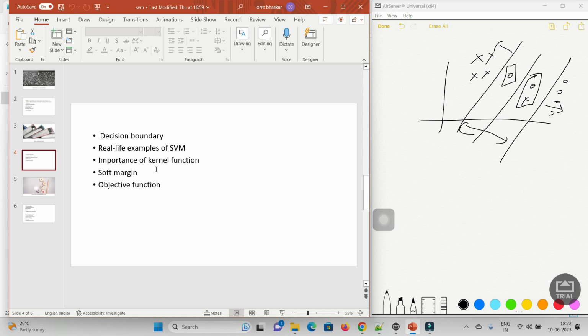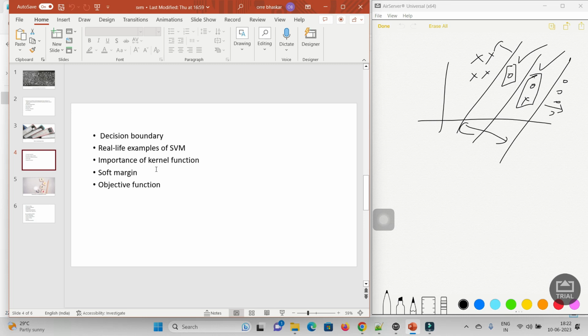We have to make the assumption in such a way that we have maximum margin and misclassification should be minimum, and that's our hard margin. What is soft margin? So soft margin will allow a few points to be misclassified. That's our soft margin. So we have to find a trade-off between maximizing the margin and allowing some misclassification.